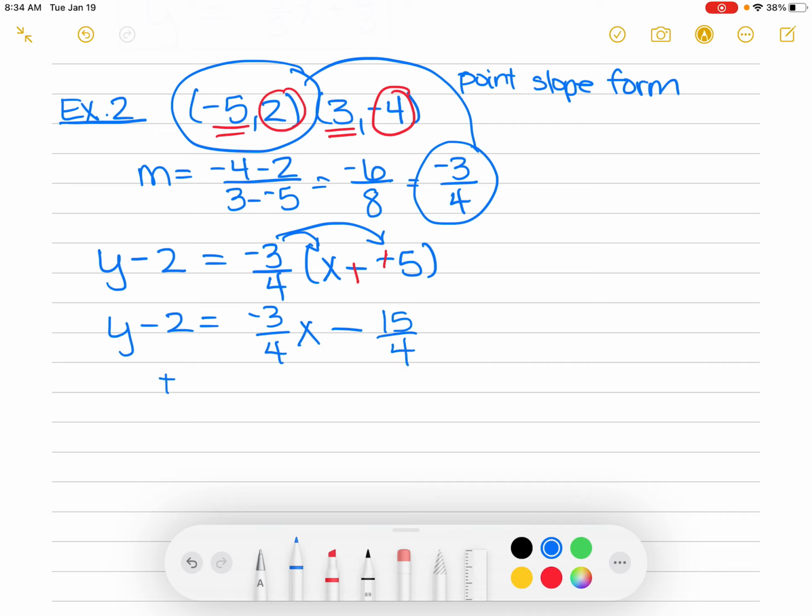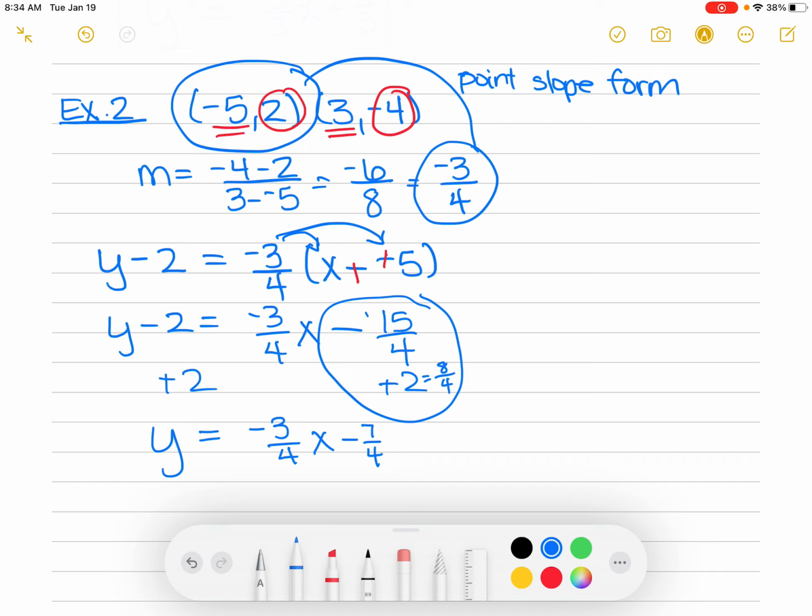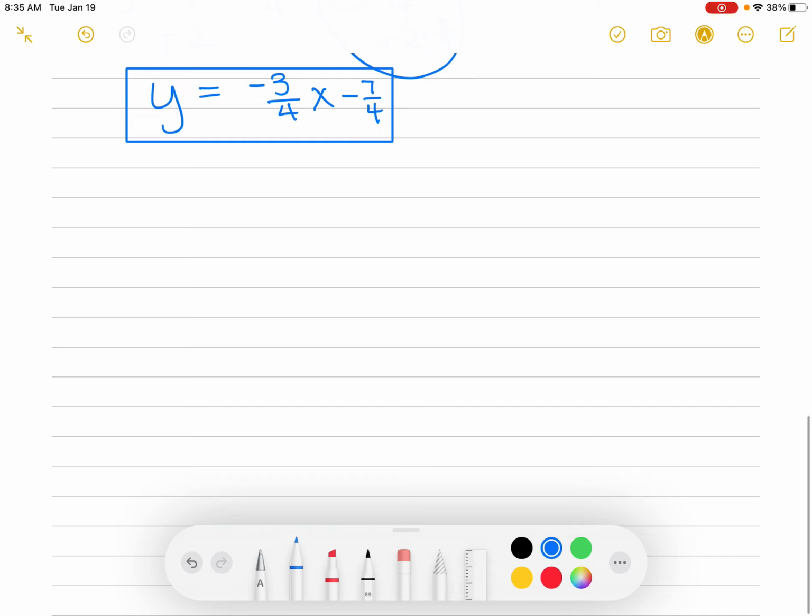Now I'm going to add 2 on both sides, and I get y equals negative 3/4 x. And then I have negative 15/4 plus 2, which is 8/4. I'm going to subtract those, so I get negative 7/4. I'm subtracting them because this one's negative. Nothing else can be reduced, so that is my answer. Did y'all get that? Hopefully you did. Let's move on to example 3.